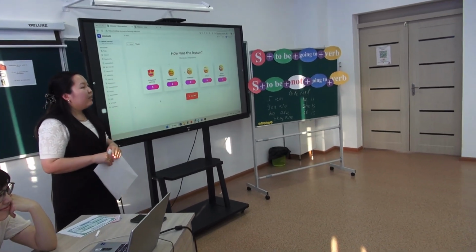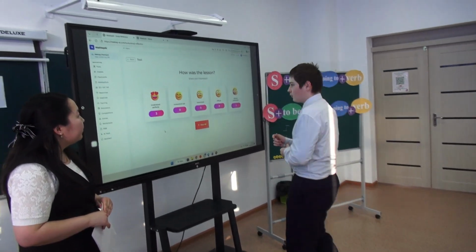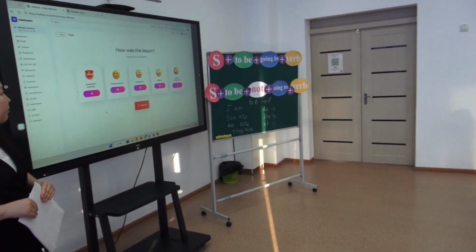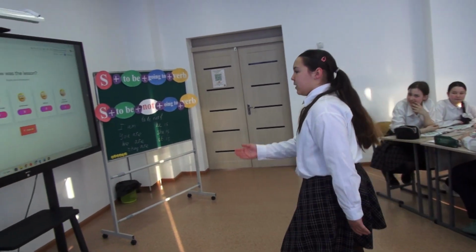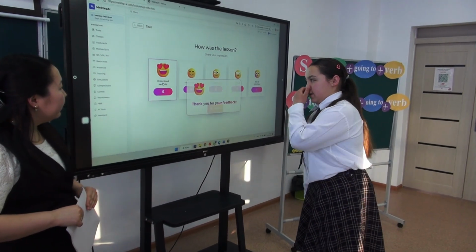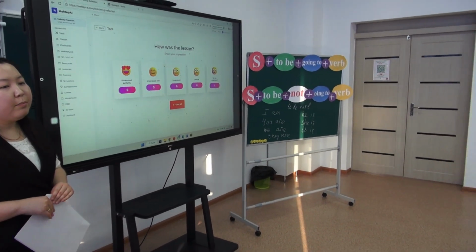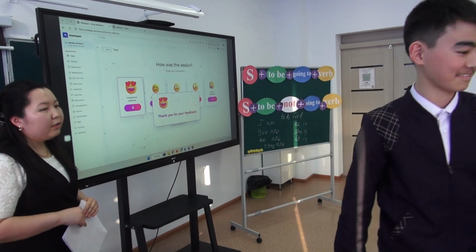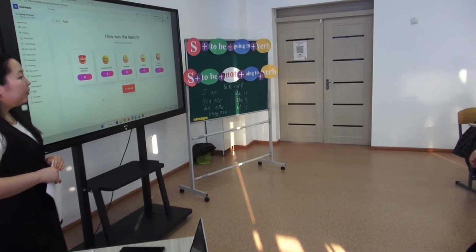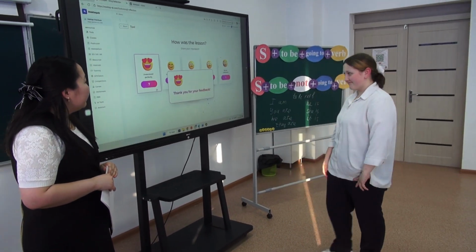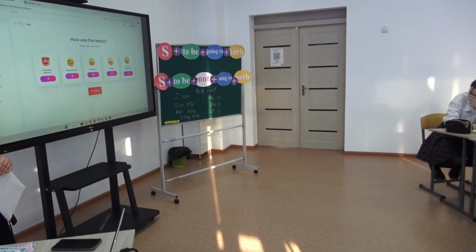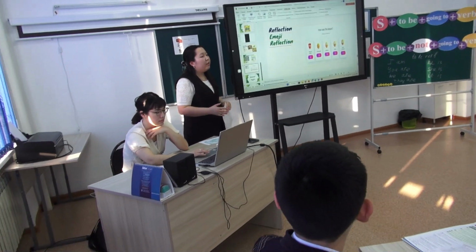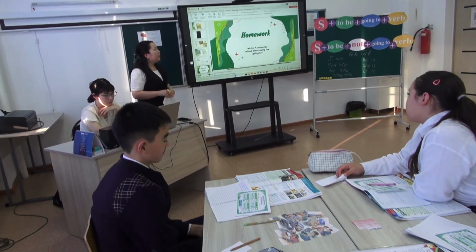Dastan, come here. Choose one emoji. Understood perfectly. Okay, thank you. Come here. Perfectly. Okay, thank you for your feedback. Understood perfectly. Okay, thank you. Dasha? Perfectly. Okay, thank you for your feedback. So, now, I think that you understood the topic of the lesson, be going to.